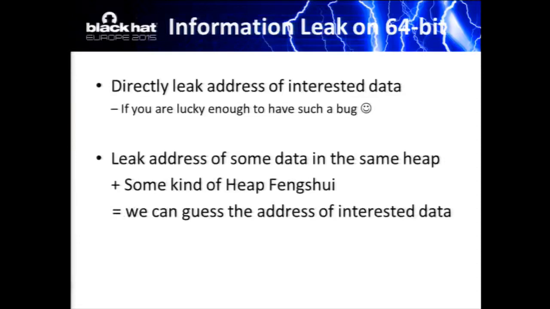If your bug is good enough, then you can directly leak the address of some interesting object. But this kind of bug is rare. And if you don't have such a bug, there is another way. You may first leak the address of some object in the same heap, and then combine it with some kind of heap feng shui. After this, you will be able to get the address of some object you are interested in. And this is also what we do to exploit our bug. We call it relative heap spray.